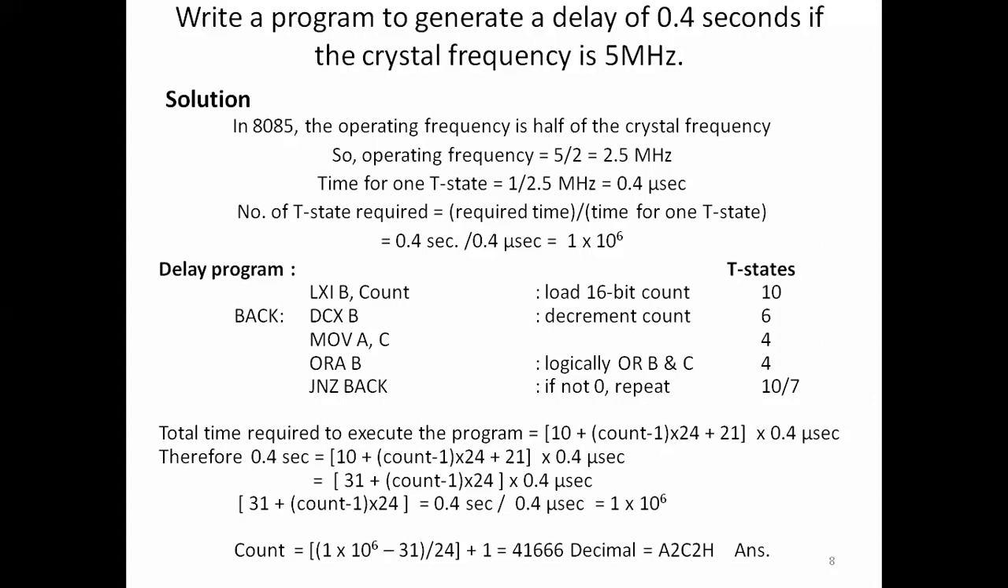And then we are going to decrement it one by one, calculating the total number of T states multiplied by the time for one T state. That is equal to the total delay which is required, that is 0.4 second. If the 0.4 second is different, we will write it differently instead of 0.4 second, and so at that time the count value will be different.